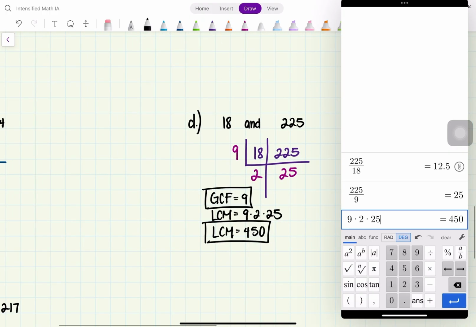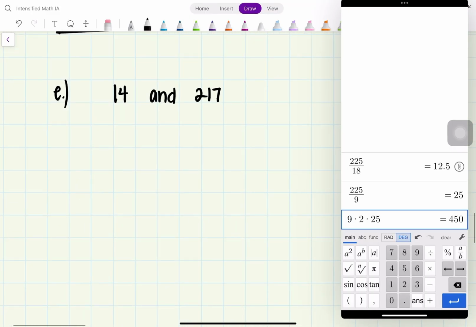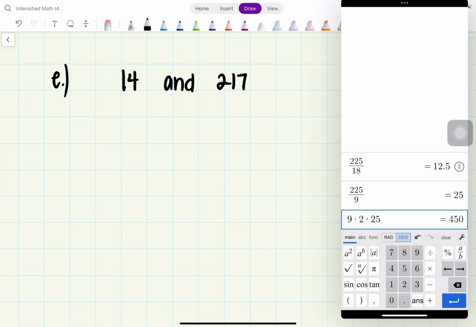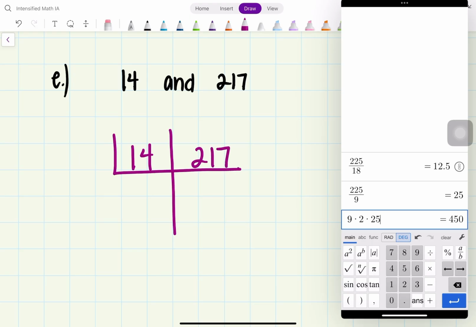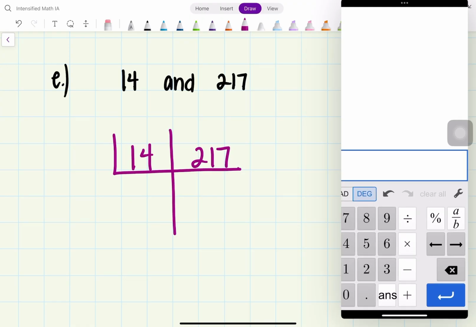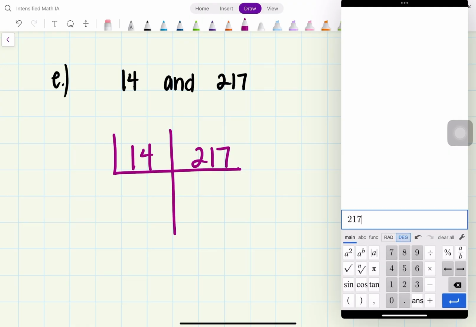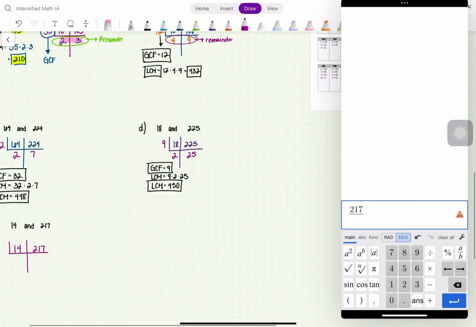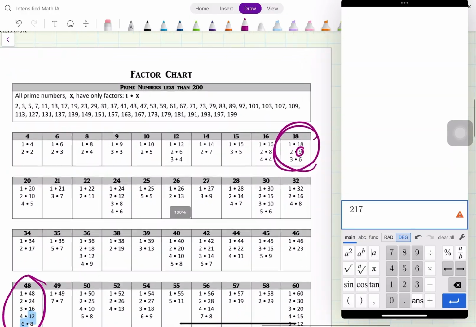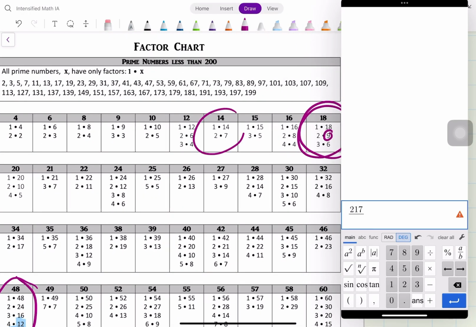All right, next ones, guys. Actually, last one. Last one here, guys. So once again, guys, LCM and GCF. GCF is the biggest number that can divide into both of them, and LCM is the smallest number they can both multiply to. Okay, now let's go ahead and take a look at 14. I'm going to go ahead and clear this. 217, and let's check out 14. Right, 14 here. We have 4 numbers here.